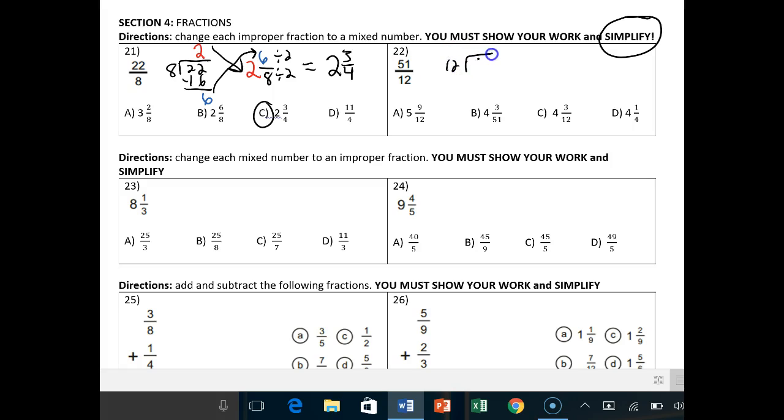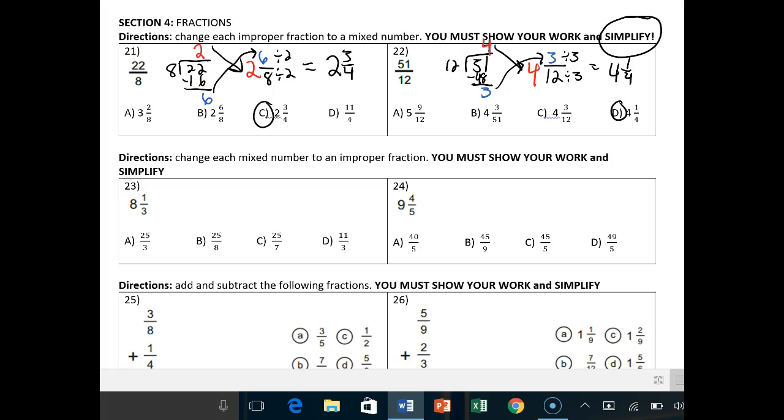Right? 12 into 51. You use your reference sheet. 12 goes into 51 4 times. So we get minus 48 with 3 left over. So our answer looks like it's 4 and 3/12, but we know that 3 and 12 can both be divided by 3. We can simplify them. So my real answer should be 4 and 1/4, D. So many people didn't simplify.